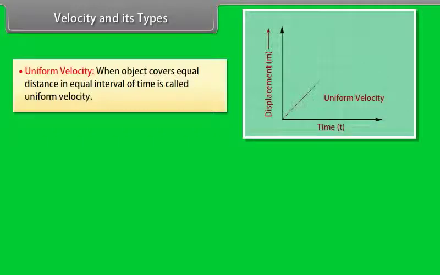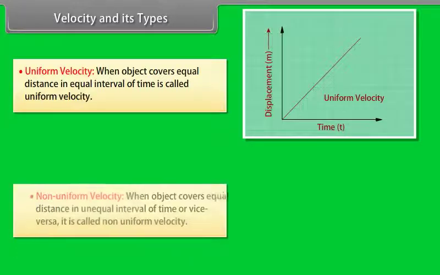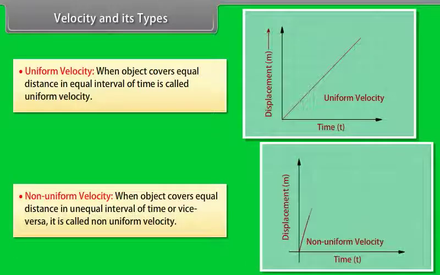Uniform velocity. When the object covers equal displacement in equal intervals of time, it is called uniform velocity. Non-uniform velocity. When the object covers equal displacement in unequal intervals of time or vice versa, it is called non-uniform velocity.